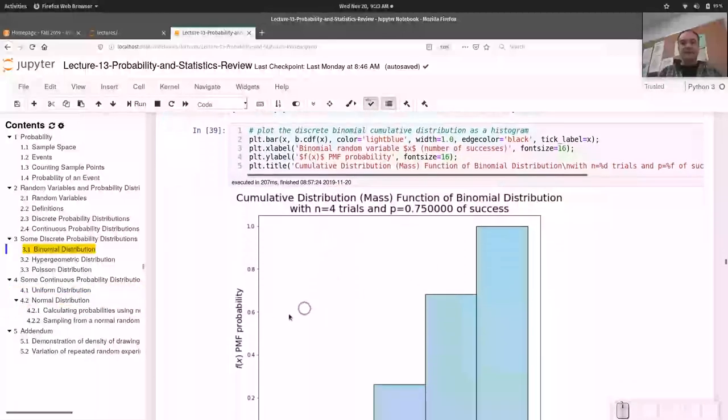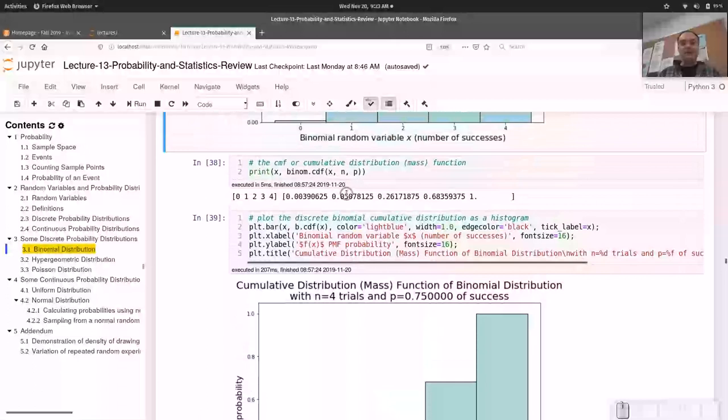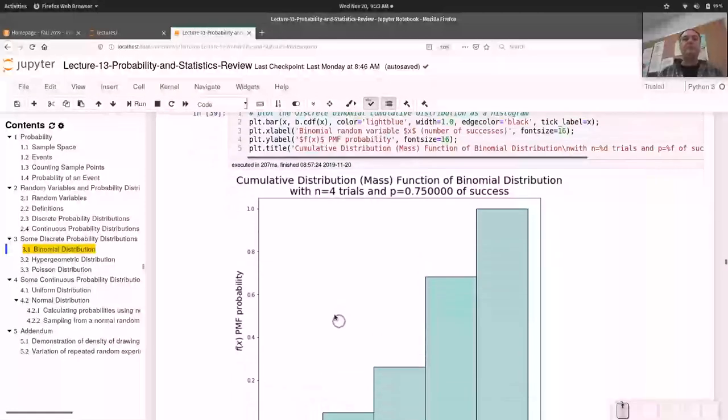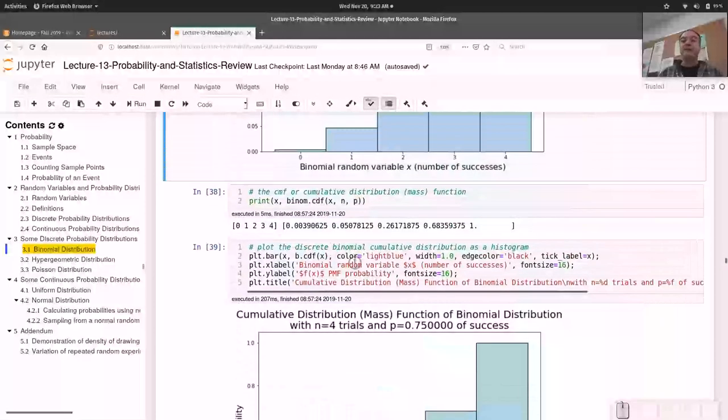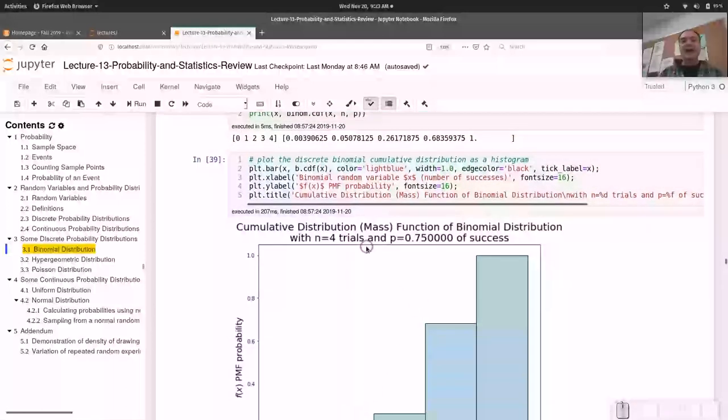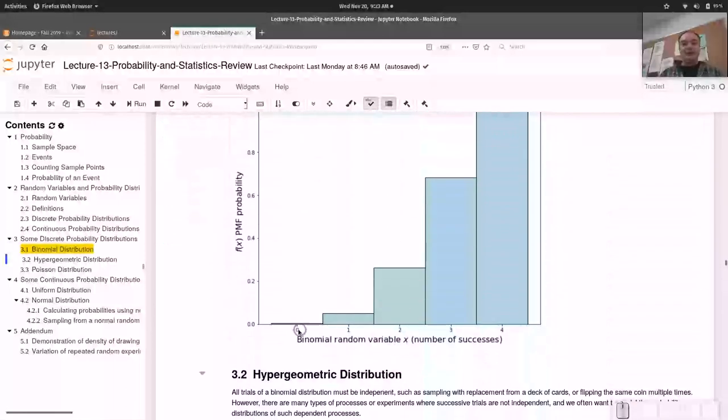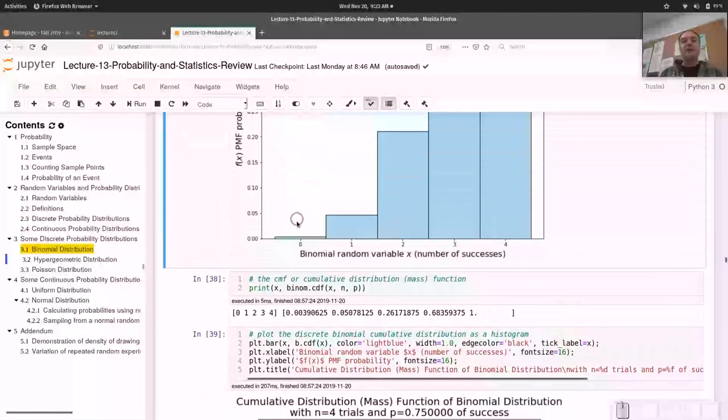I think later on in this video we'll talk about how the cumulative distribution function can be useful. So you can use the CDF to get the computer. Again, this is really just adding up. The cumulative distribution of 0 is just the same as 0, but the cumulative distribution of 1 is the sum of 0 plus 1.